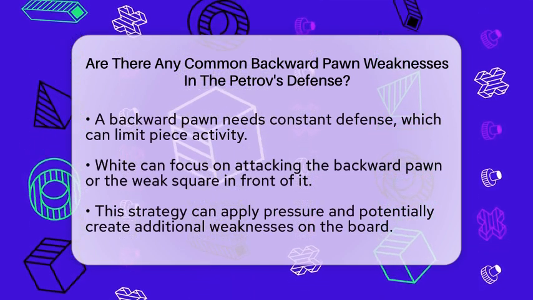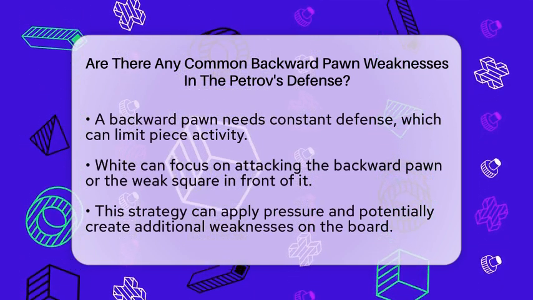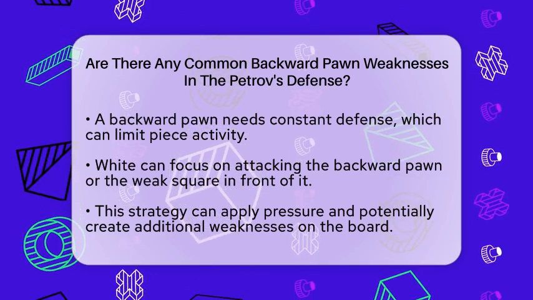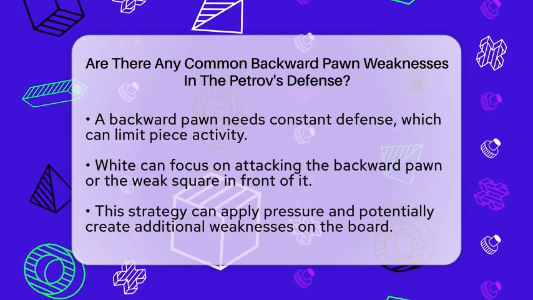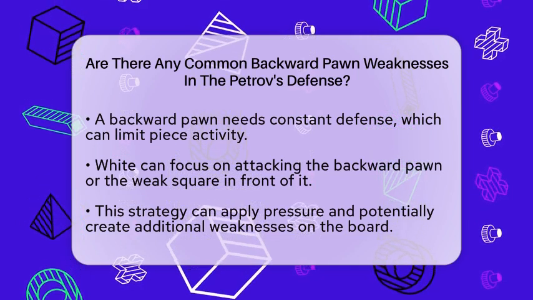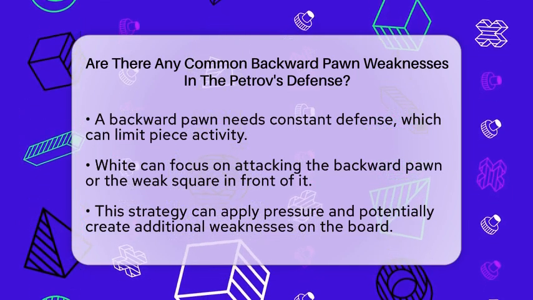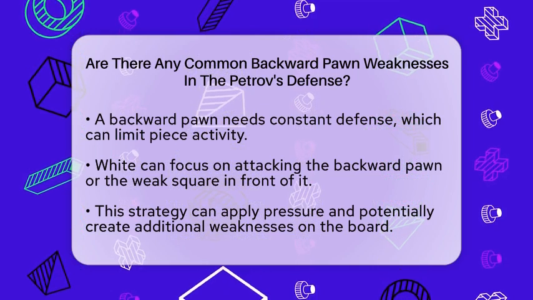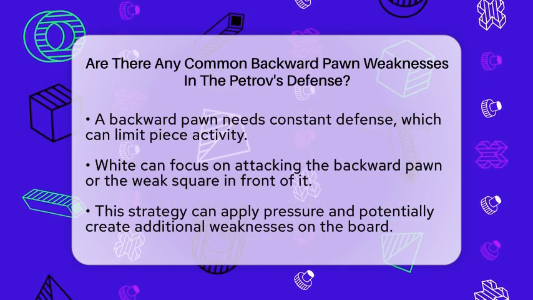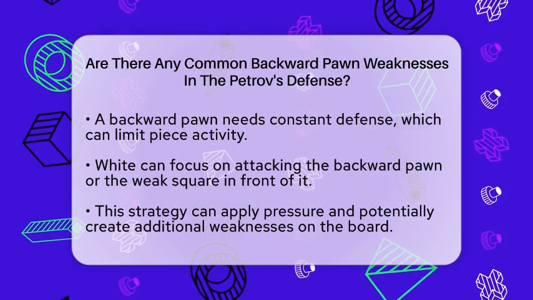White can then focus on attacking the backward pawn or the weak square in front of it. This strategy can apply pressure and may even lead to creating a second weakness elsewhere on the board. This principle of two weaknesses is a common tactic in chess that can be used effectively against backward pawns.